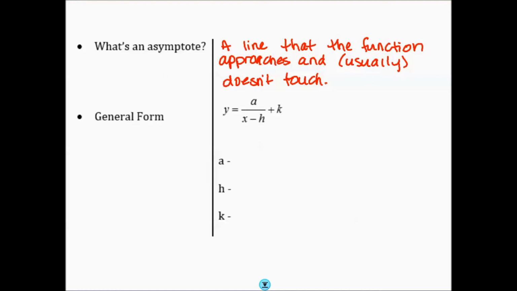So let's start by looking at the general form of a rational function. We have y equals a divided by x minus h plus k. So if you think back to what we did at the beginning of the year, we talked about a, h, and k, and a, h, and k affect the graph in the same way now as they did then.